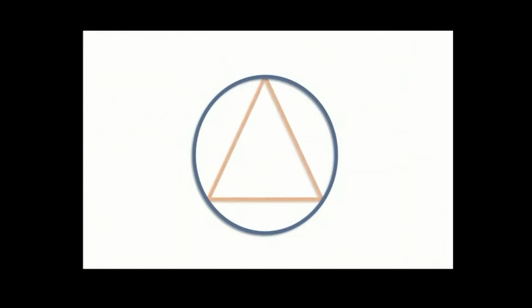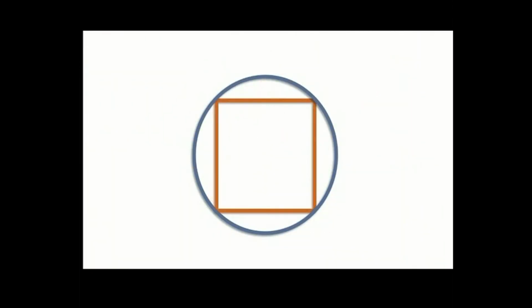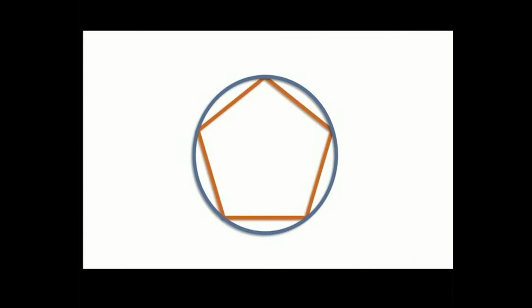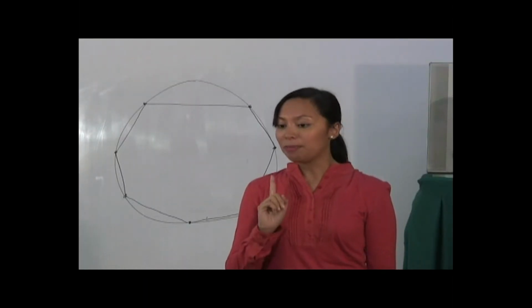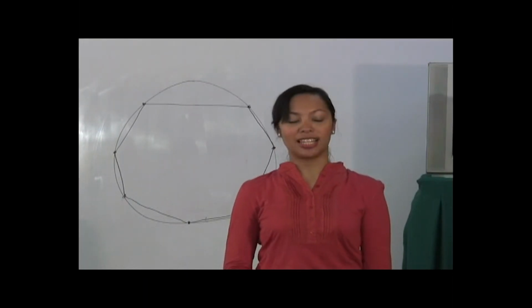We can inscribe a polygon within the circle with as many sides as physically possible. Oh, I see. So the perimeter of your n-sided polygon will be an approximation of the circumference of the circle. But wouldn't that be an underestimate of the circumference? Yes, that would be an underestimate of the circumference.